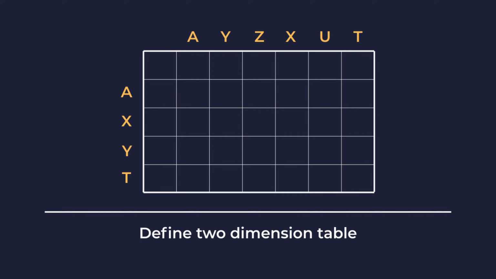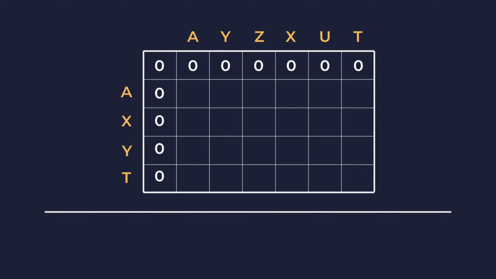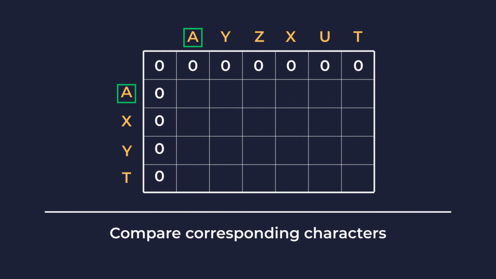First, we define a two-dimensional table. We fill the first row and the first column with zeros. Now we're ready to start. The idea is simple. We go through the table and compare corresponding characters.